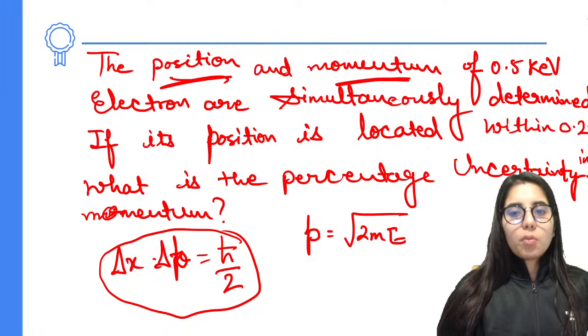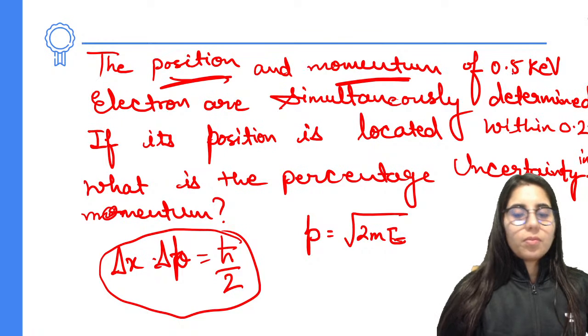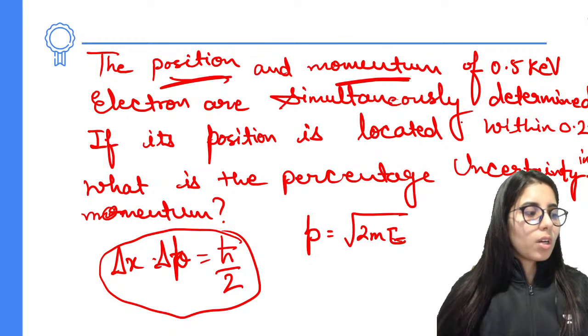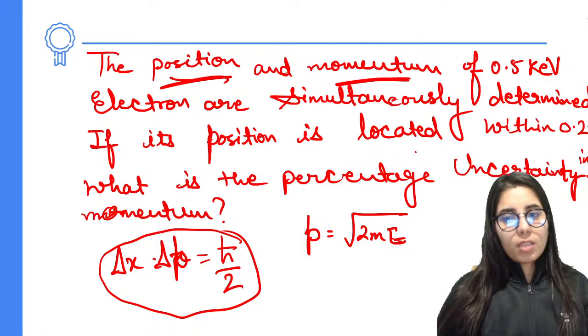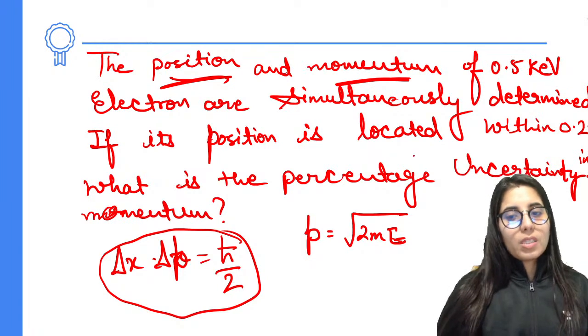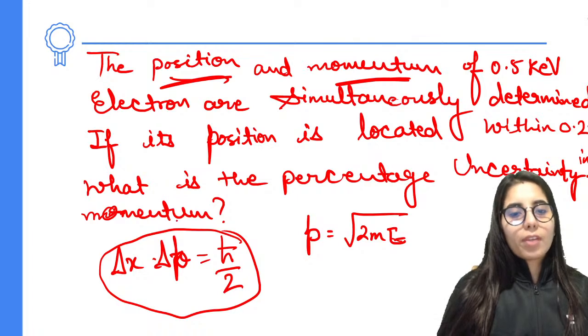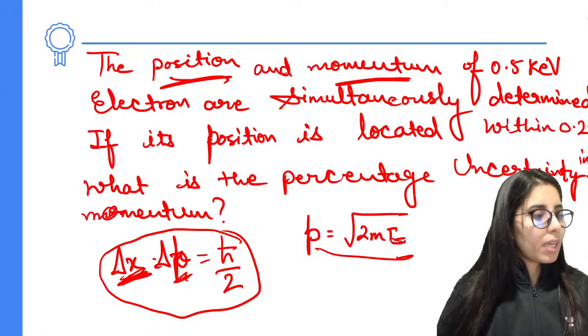So the position and momentum of a 0.5 kilo electron volt electron are simultaneously determined. So you are having the details given about the energy, that is 0.5. Okay, so when we talk about the next thing here, that is if its position is located within 0.2 nanometer, what is the percentage uncertainty in its momentum? Because you are having the information about the position uncertainty, so momentum you can find. And even the momentum formula we are using here, that is root 2 me.